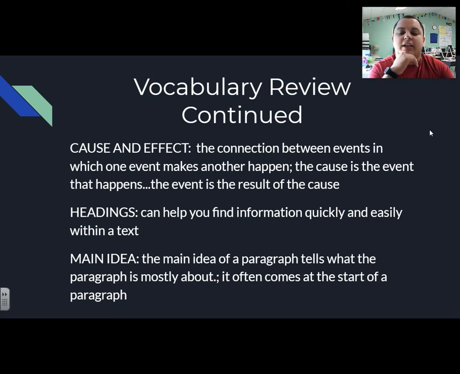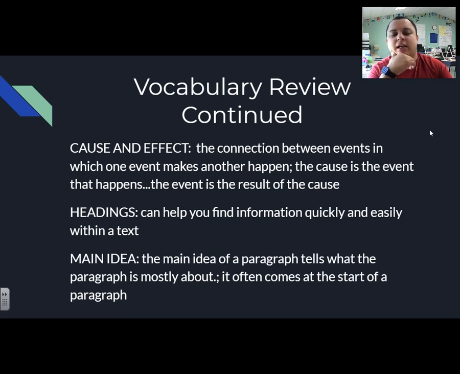So next, we're going to talk about a text feature. A heading is a text feature. What it can help you do is find information quickly and easily within a text. You can skim really quickly, find a heading that is going to give you information about what you're going to be reading about, and then you can start reading there if necessary.